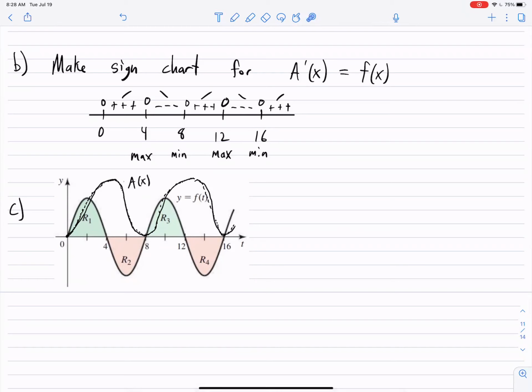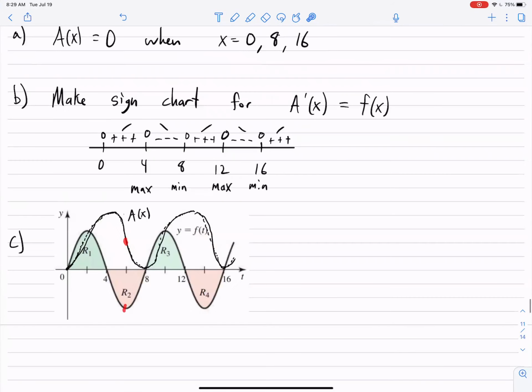And so the derivative of this function should be this function. So when it's 0, the derivative should be flat. It should be most positive right there, most negative right here, and so on and so forth. And so that's the sketch of A of x.